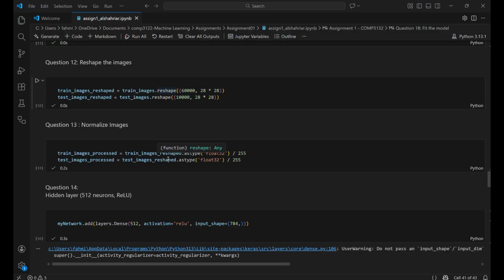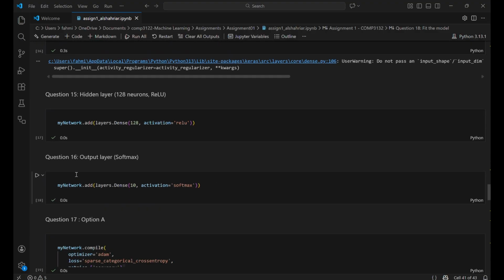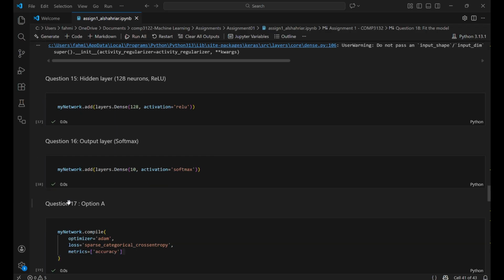I created a sequential neural network model using Keras. The model includes two hidden layers. The first hidden layer contains 512 neurons with the ReLU activation function, and the second hidden layer contains 128 neurons, also using ReLU. The output layer contains 10 neurons with a softmax activation function. Softmax is used in the final layer because it converts the model output into probabilities for each class, and the class with the highest probability becomes the predicted label.